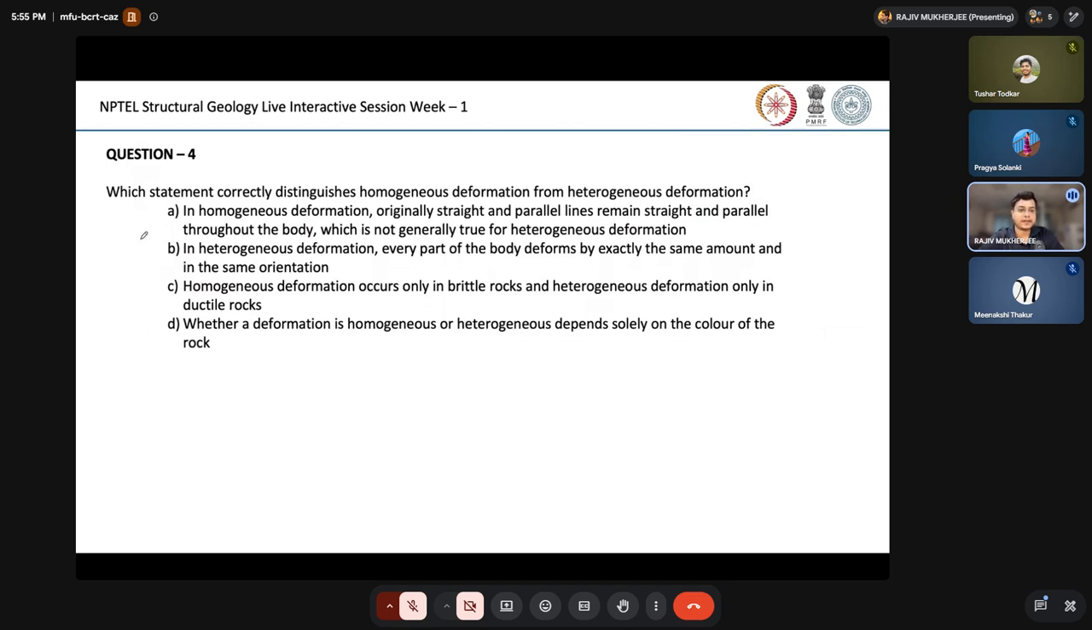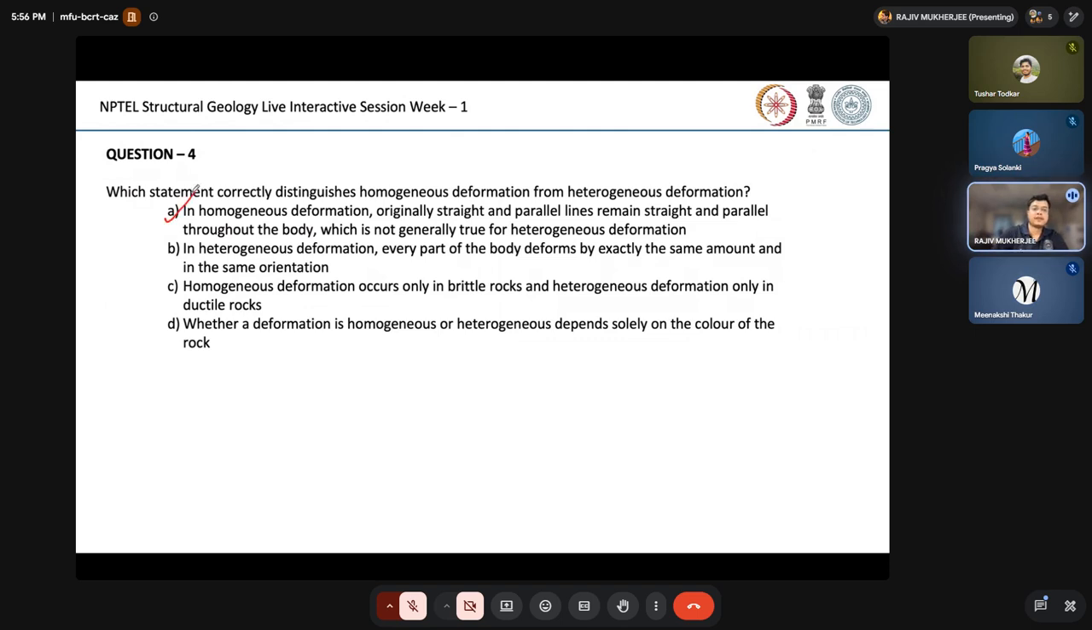Option C, homogeneous deformation occurs only in brittle rocks, and heterogeneous deformation only occurs in ductile rocks. And option D, whether a deformation is homogeneous or heterogeneous depends solely on the color of the rock. I can tell you that there is only one correct answer to this question. Sir, option A. Exactly, option A, right?